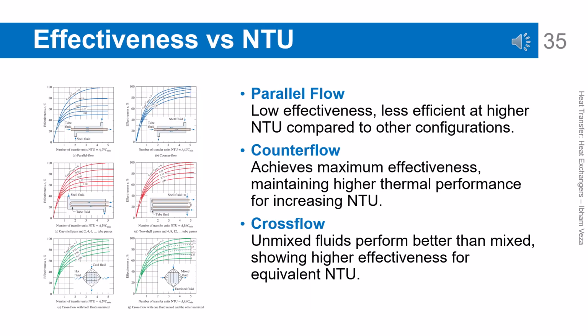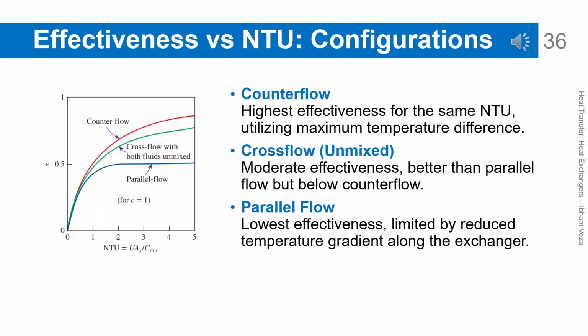Effectiveness versus NTU for heat exchangers. This graph shows the relationship between effectiveness and NTU for different configurations. For the same NTU, counterflow gives the highest effectiveness. Parallel flow shows the lowest performance, especially at large NTU. Crossflow lies in between, depending on the fluid mixing condition. This chart is very important for selecting the heat exchanger type in the early design stage.